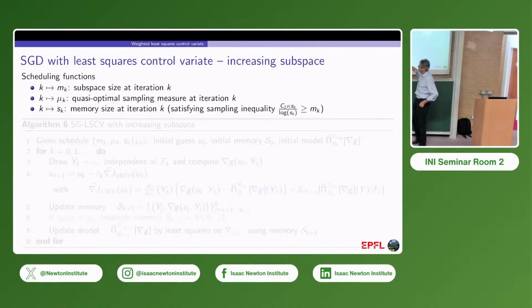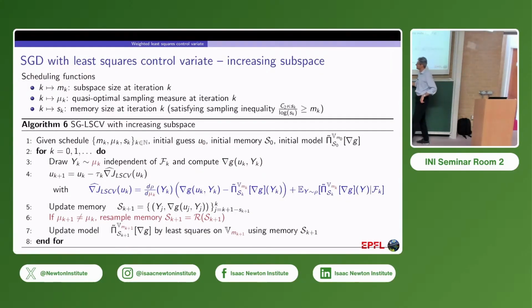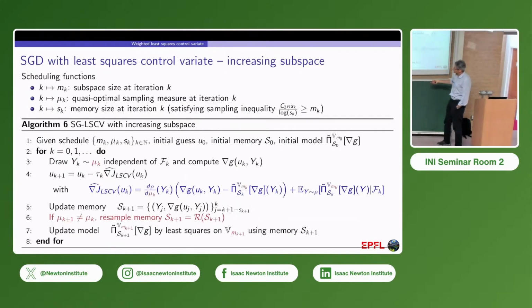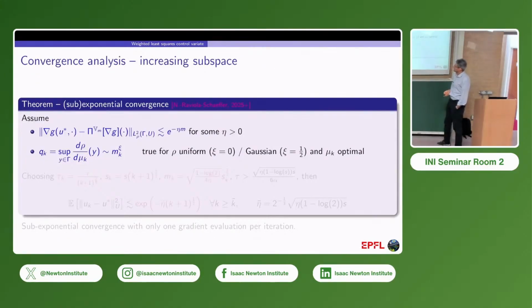And if we increase the size of the subspace and we want to do this quasi-optimal projection, then we need to change the sampling measure over the iterations. So we have to go through this resampling of the measure to keep the consistency with the past points and so on. So we have analyzed this full algorithm here.